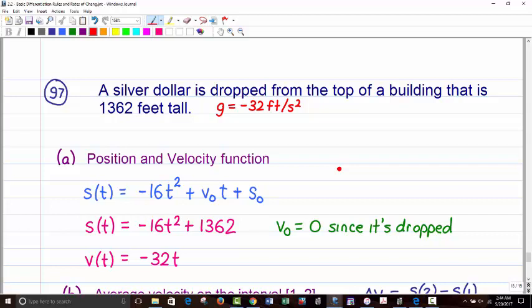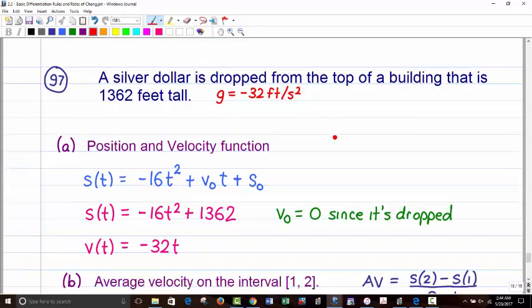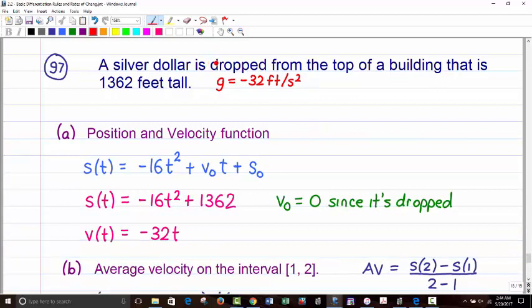Essentially meaning that if you drop a coin or drop a feather or whatever, it's not affected by anything else. So, all right, 1,362 feet tall. It's an English unit, so the gravity would be negative 32 feet per second squared. Now notice it says drop, so drop means the initial velocity would be 0.